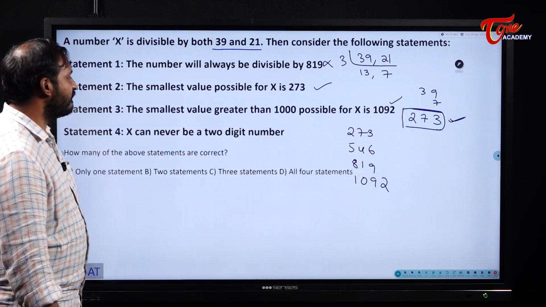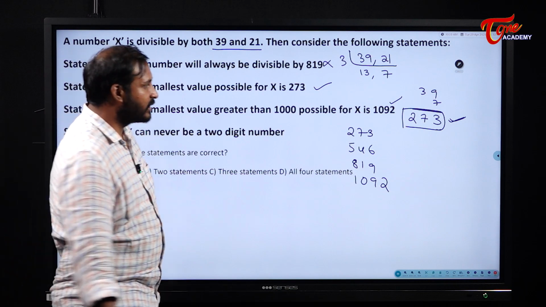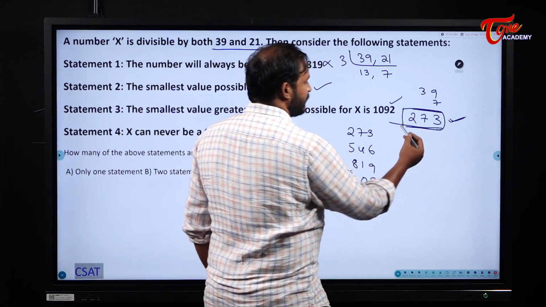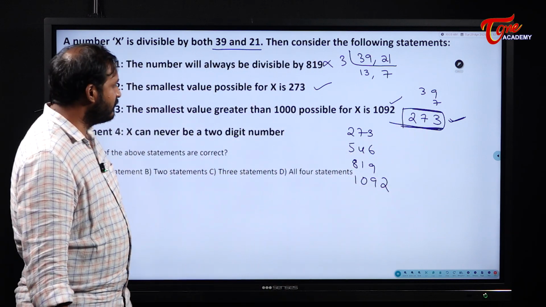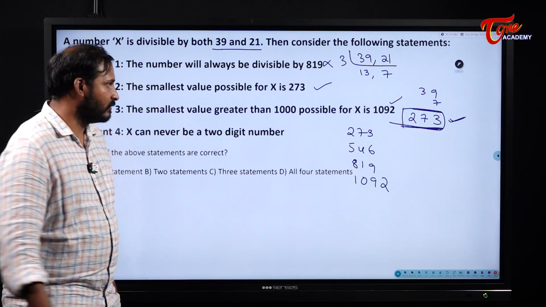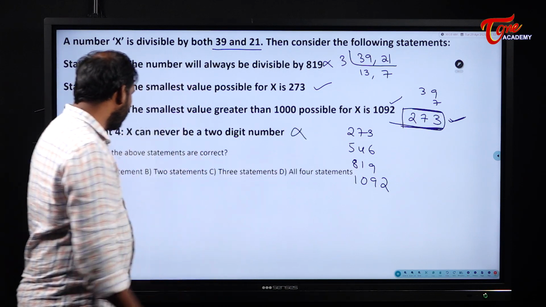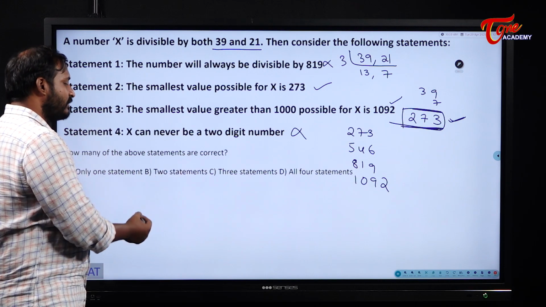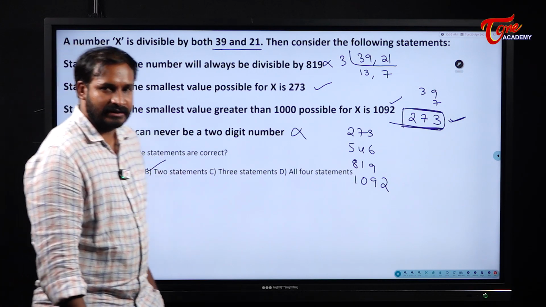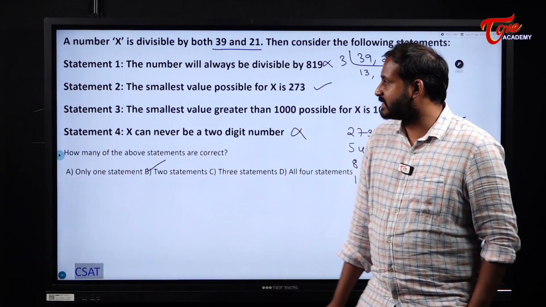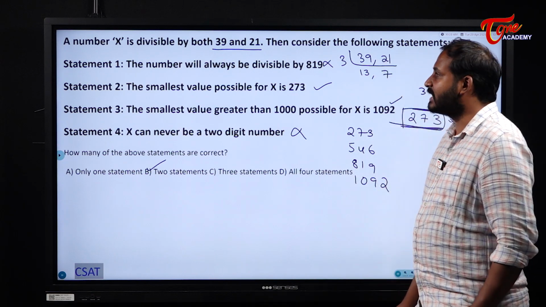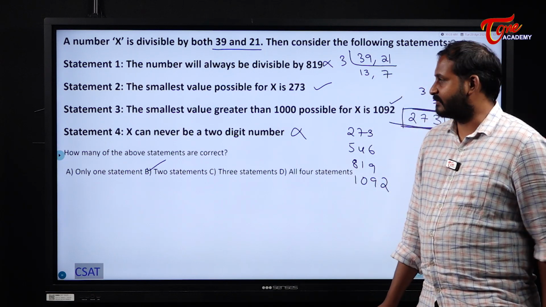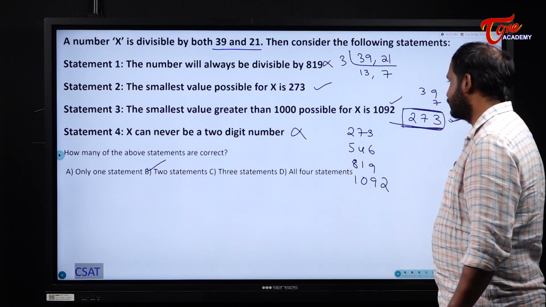Next, x can never be a 2-digit number. Yes. Why? Because the smallest value is 273, which is a 3-digit number. Will there be a chance to get a 2-digit number? No. So, how many of the above statements are correct? 2 statements are correct for us in the given statements. Statements 2 and 3 are correct.